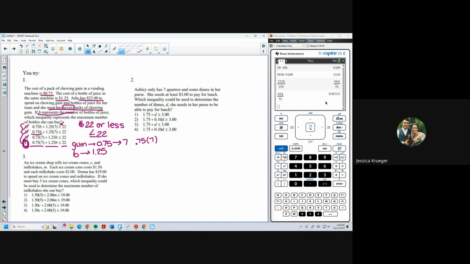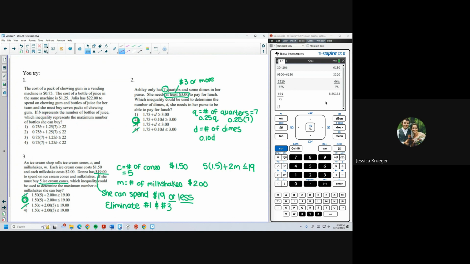What I'd like you to do is pause the video and very carefully read through 2 and 3 and try to use this strategy to get to the correct answer choice. Once you're done, hit play and you can check your work. Here's how I organized my answers. So I went through and organized the information, and I got answer choice 2 for both of them.